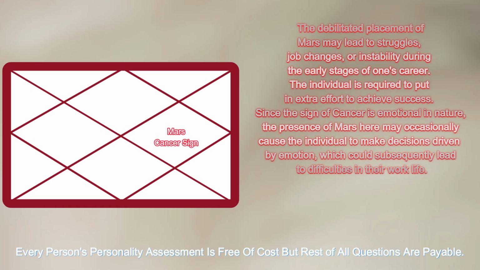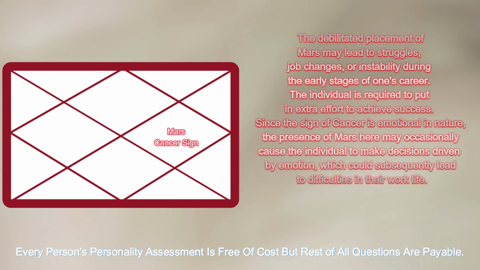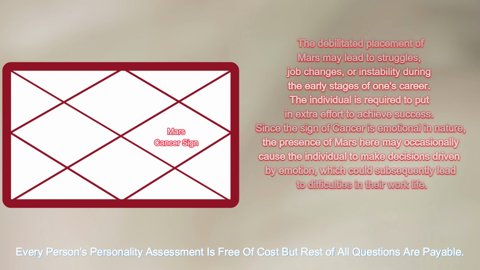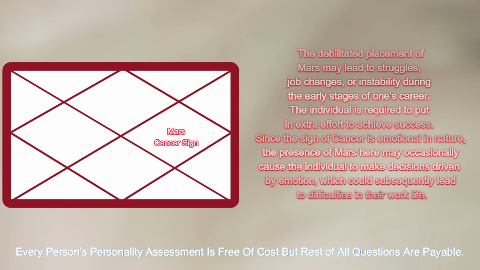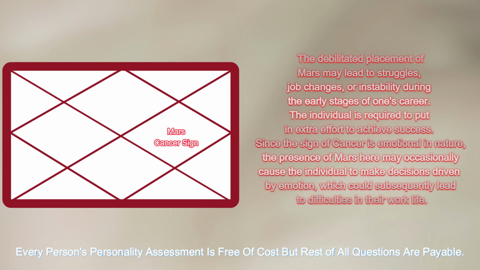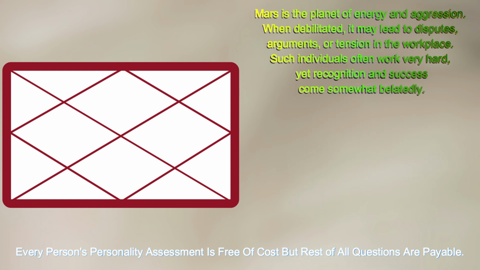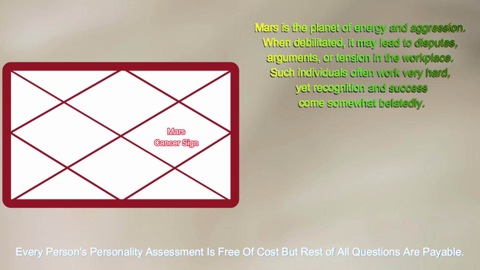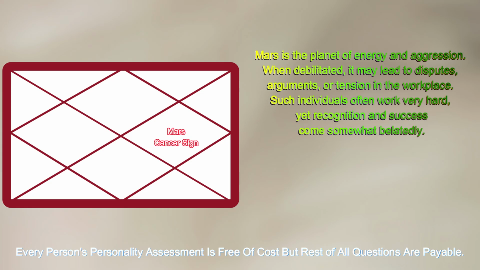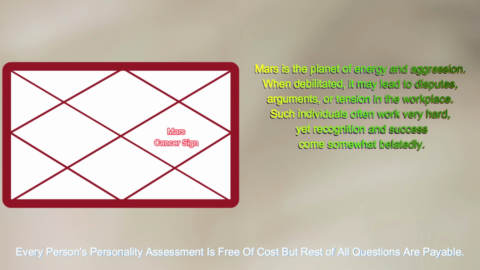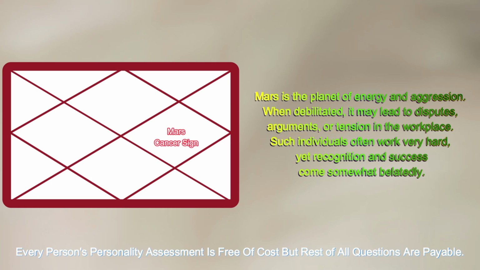The individual is required to put in extra effort to achieve success. Since the sign of Cancer is emotional in nature, the presence of Mars here may occasionally cause the individual to make decisions driven by emotion, which could subsequently lead to difficulties in their work life. Mars is the planet of energy and aggression. When debilitated, it may lead to disputes, arguments, or tension in the workplace. Such individuals often work very hard, yet recognition and success come somewhat belatedly.